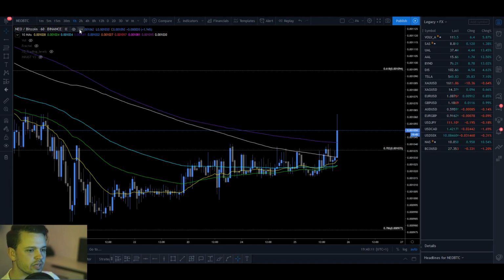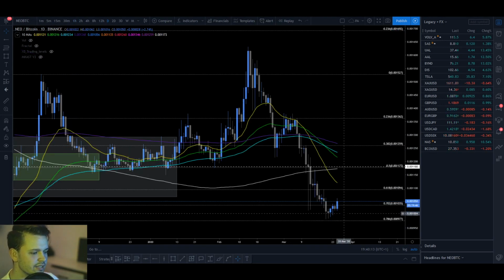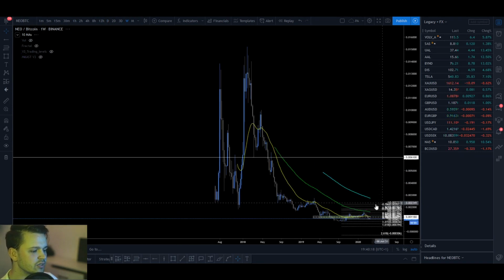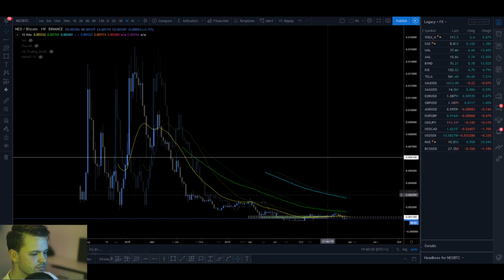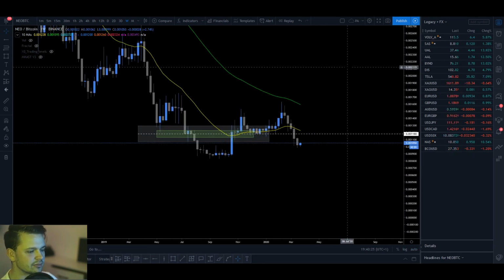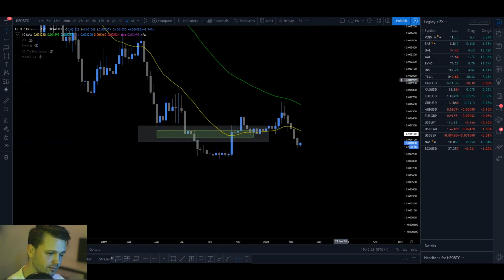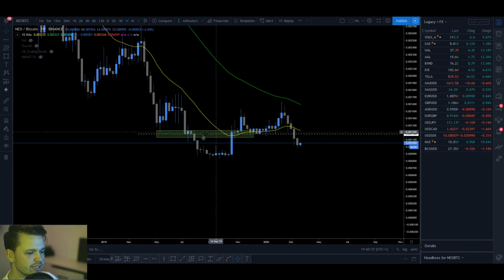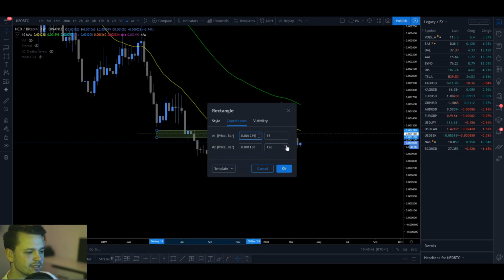All right, so here we go. How's NEO looking? First of all, what you always need to do is zoom out. You start out with the weekly. How's the weekly looking? Well, it's not looking good. Let's remove this. We don't need this right now. Well, actually, we might need this. I'm liking this level.